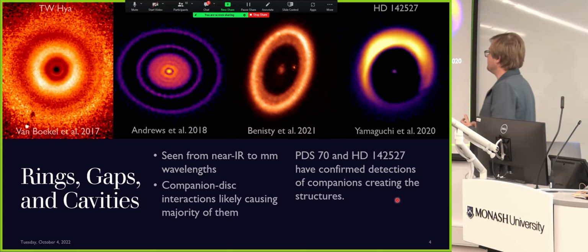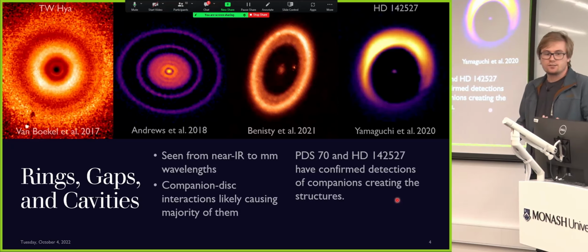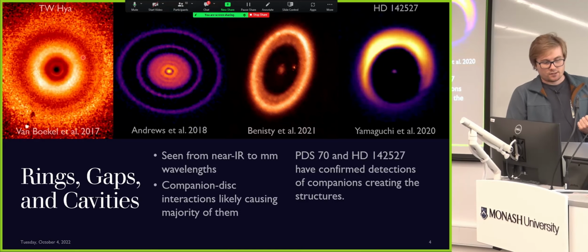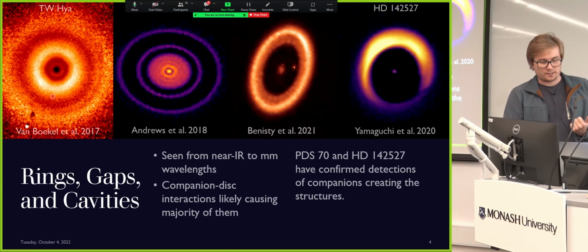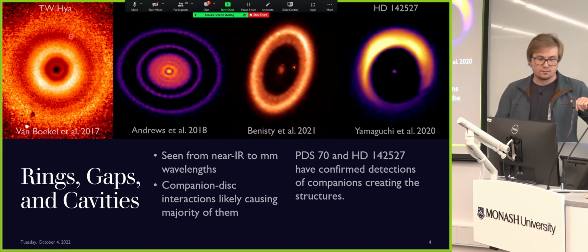Another commonly seen feature are rings, cavities, and gaps. These can be seen in near-infrared images, such as here in TW Hya, where this is near-infrared. We're looking at the surface of the disk, the small dust grains.